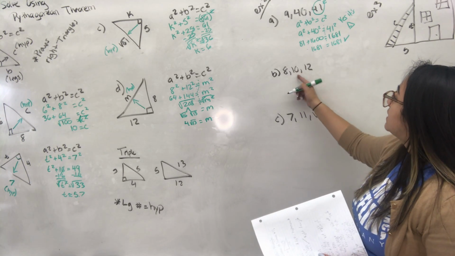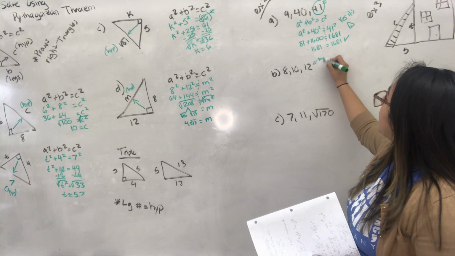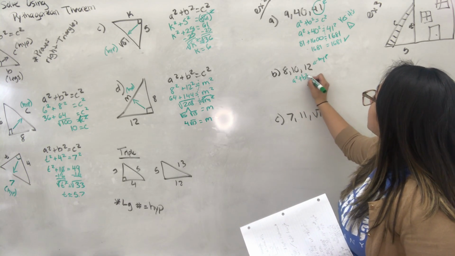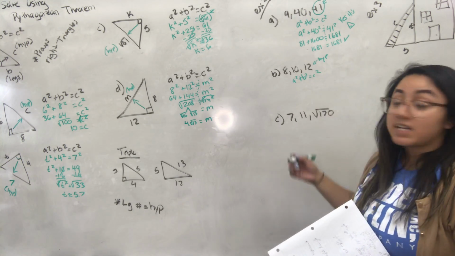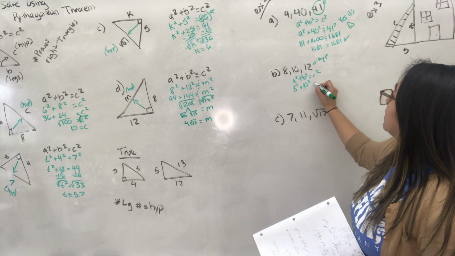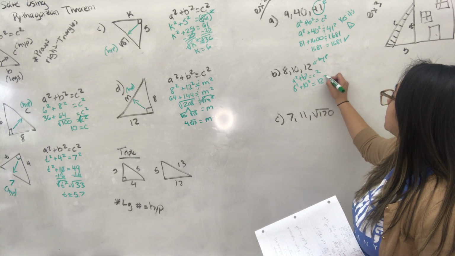Next one, 8, 10, and 12. This is considered the hypotenuse. So now let's go ahead and solve. A squared plus b squared equals c squared. Your first side, 8. Second side, 10. And then your hypotenuse is 12.